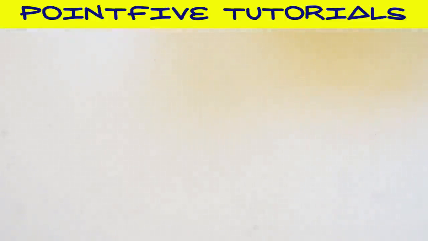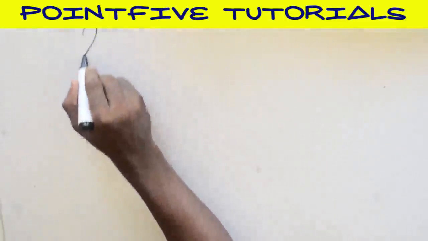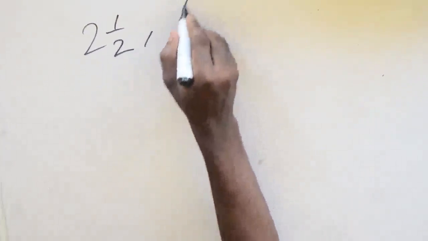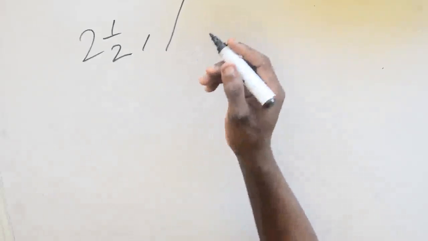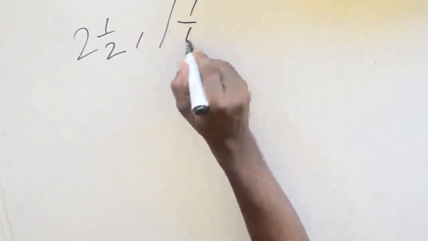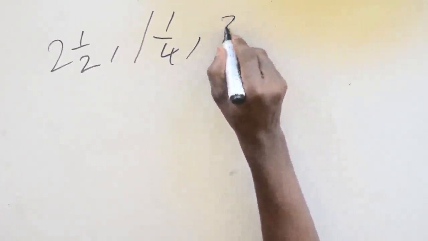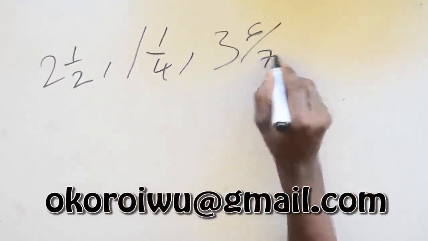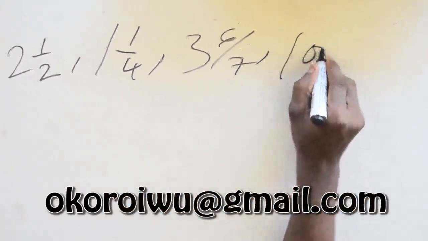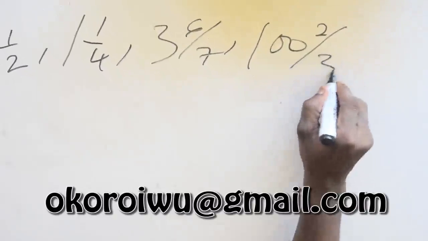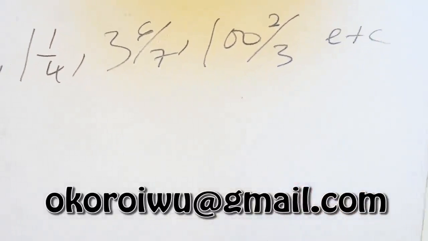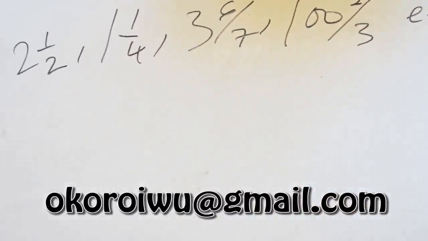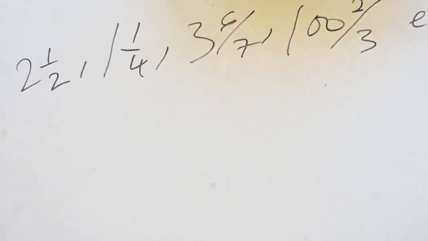So let me write down some examples to make you guys abreast with mixed fraction. So I could write 1 whole number 1 over 2, 2 whole number 1 over 4. I could also write 3 whole number 6 over 7. I could write 100 whole number 2 over 3, etc. So these are the good examples of what mixed fraction is all about.